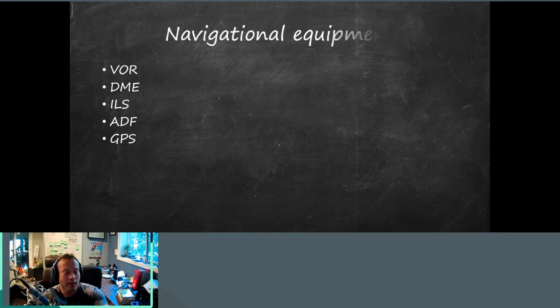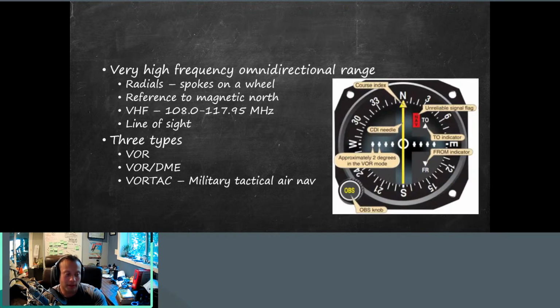All right, next let's talk about VORs, navigational equipment. VORs, DMEs, ILS, ADF, and GPS. The VOR is a very high frequency omnidirectional range radio station, and it sends out radials like spokes on a wheel, and they're all in reference to magnetic north. The band for VORs is from 108.0 to 117.95 megahertz, and it relies on line of sight.